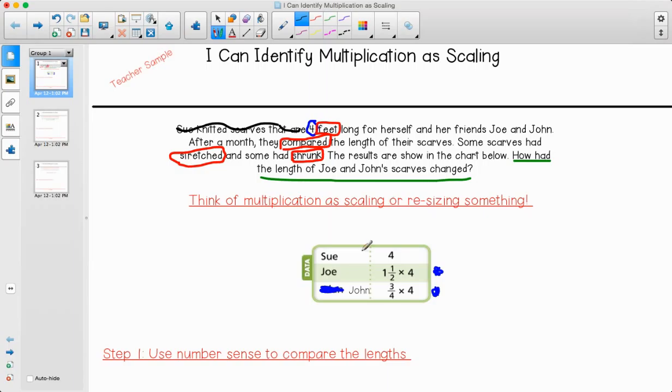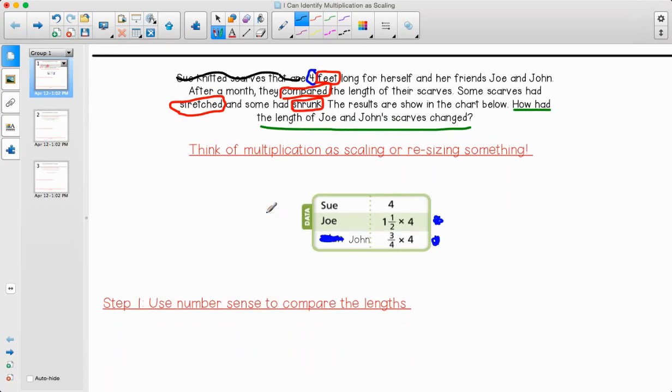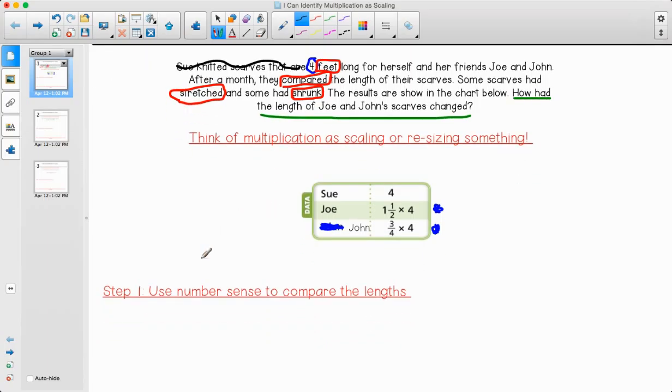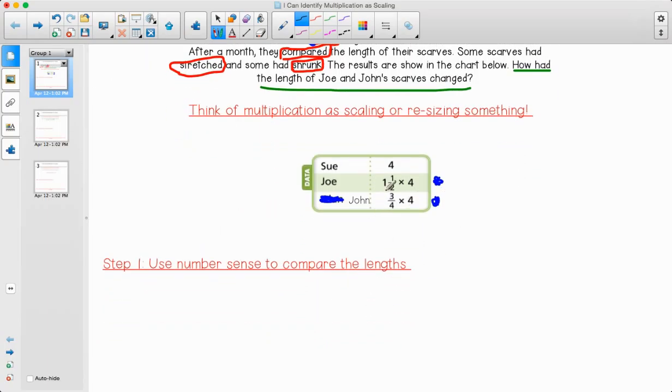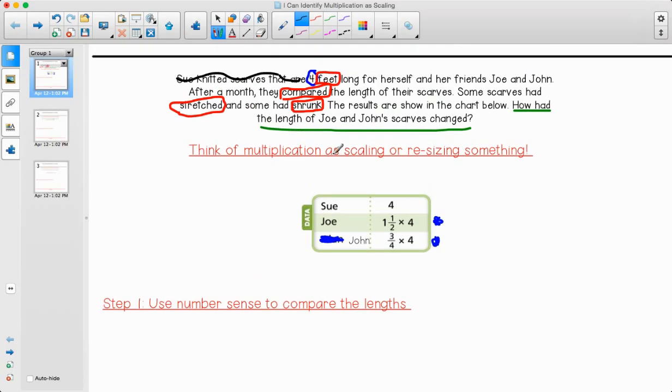So step one, again, just to remind you before we get into step one, you want to think of multiplication as resizing something. So either making something bigger or smaller or staying the same. Because we know that if we multiply anything by 1, it stays the same. So let's use number sense to compare the lengths of these. So what you're trying to do is determine how the lengths of the scarves have changed over the past month without computing anything, without doing any math.